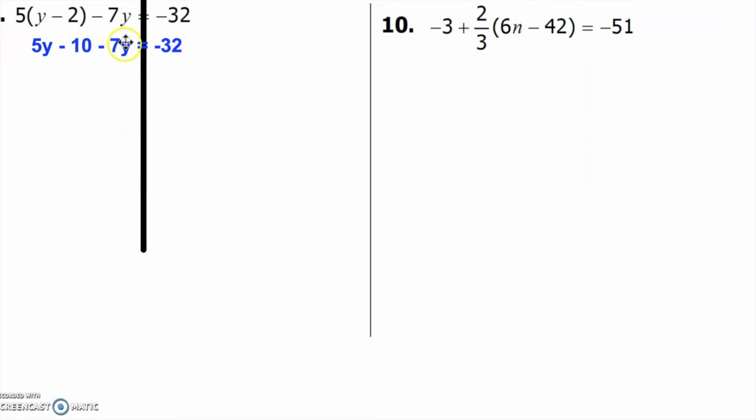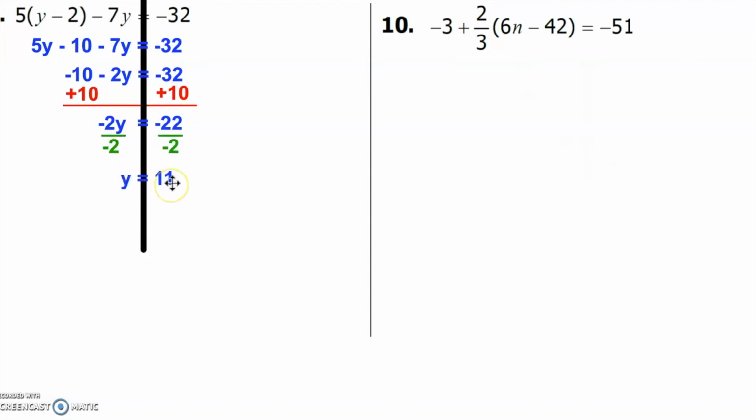Now I notice that I can combine the 5y and negative 7y. And this becomes negative 10 minus 2y equals negative 32. Now I can add 10 to both sides and get negative 2y equals negative 22. Divide by negative 2 to get y is equal to 11.